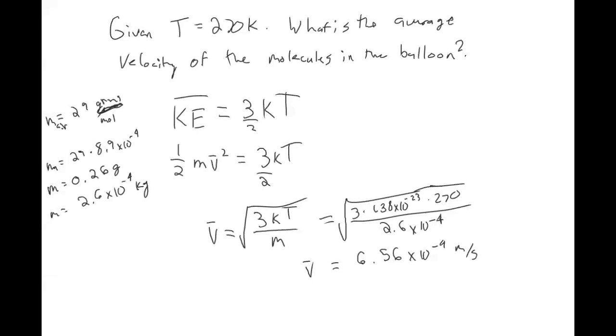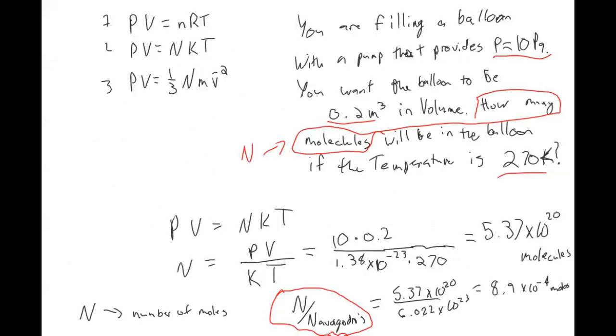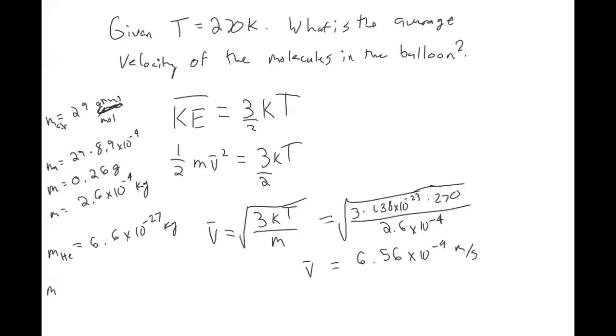So we could also, instead of just filling our balloons with air, we could have filled it with helium. So the mass of one helium atom is 6.6 times 10 to the minus 27 kilograms. So that's one helium, and we said that we had 5.37 times 10 to the 20 molecules. So take this, so that would make the total mass.